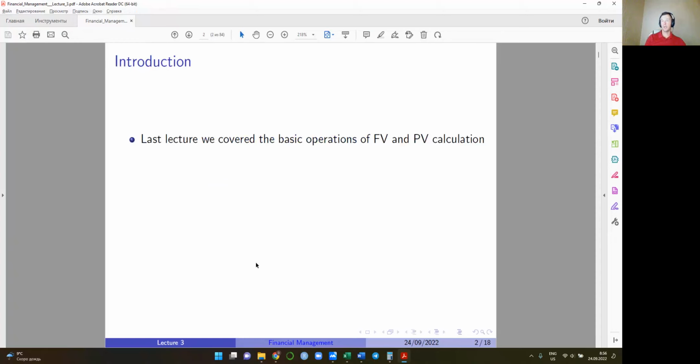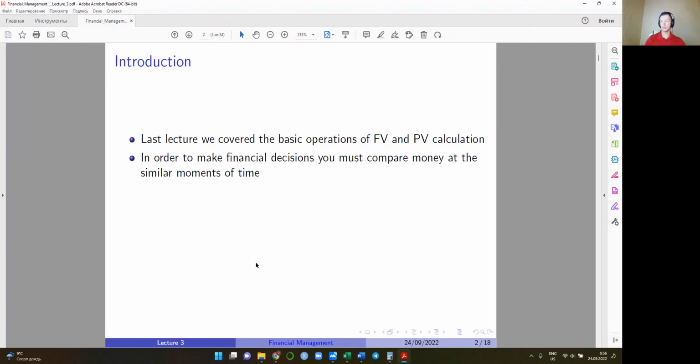So what do we have at the moment? We have covered the basic operations of future value and present value calculation. Single period case, future value, present value for one payment, multi-period case for one payment, and future and present value for the stream of payments, for the stream of cash flow.